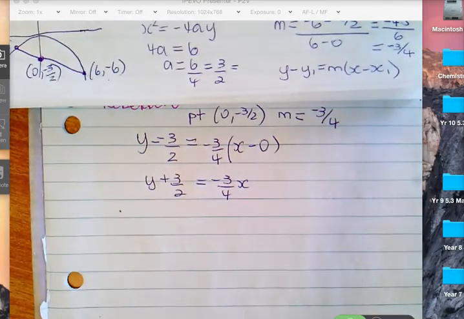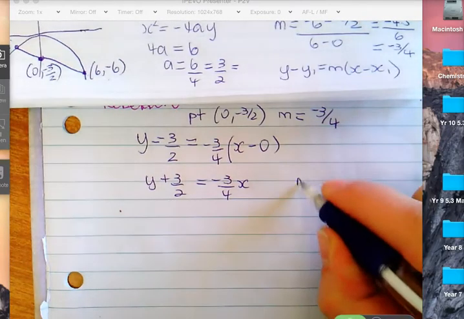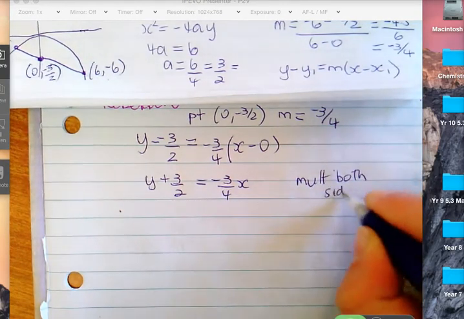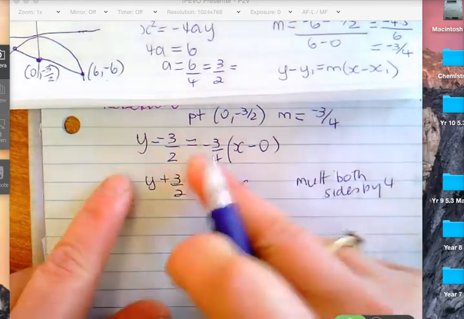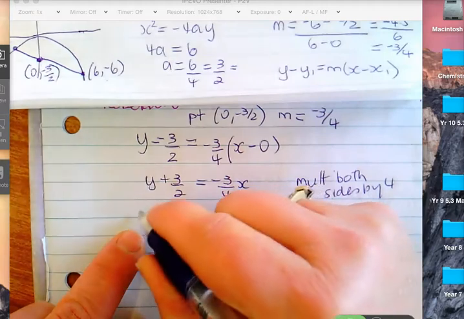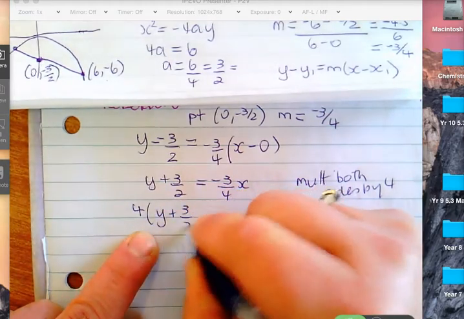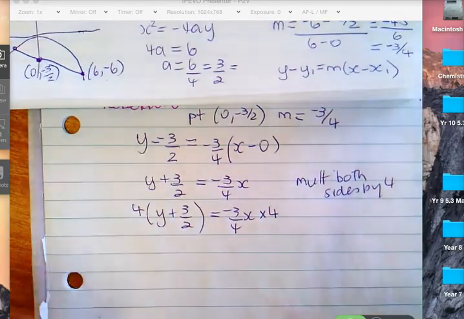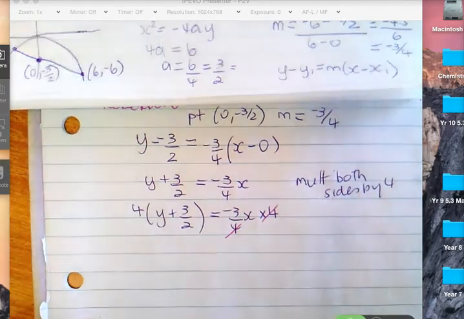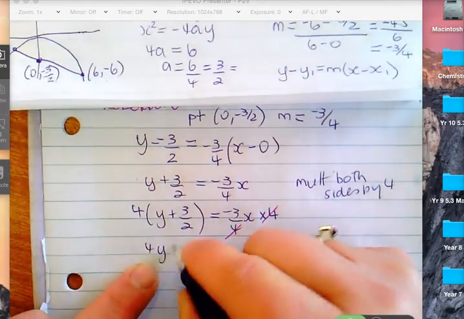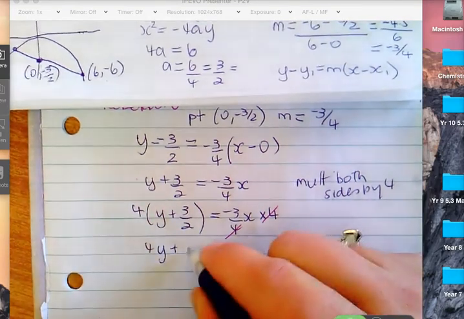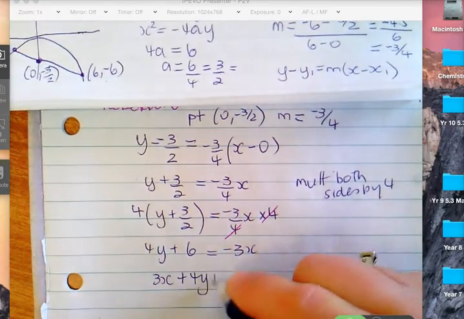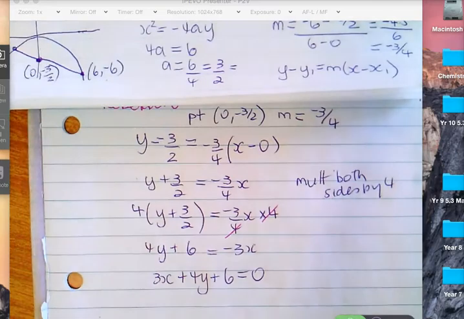Now, girls, I need to get rid of the 4 and the 2. What can I multiply both sides by? Well, 4 will work. Multiply through by 4. And you'll get, so it's going to be 4 times all of that and 4 times this. What happens when you do 4 times that? So I'm multiplying the left and the right. Don't they cancel? And don't I get 4y plus 4 times 3 is 12 on 2 is 6, is negative 3x. So the equation is 3x plus 4y plus 6 is 0. That's the equation of the focal chord.